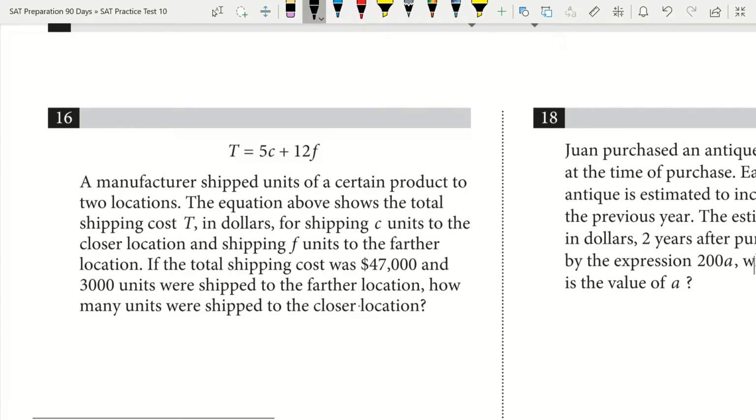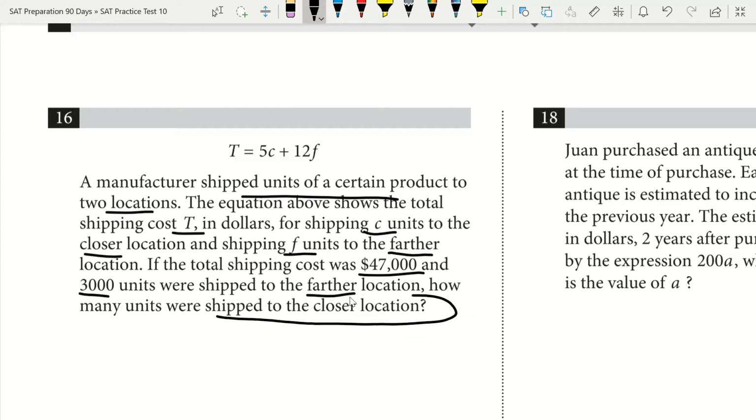So we're told the manufacturer shipped units of a certain product to 2 locations. The equation above shows the total cost T in dollars for shipping C units to the closer location and shipping F units to the farther location. If the total shipping cost is 47,000 and 3,000 units are shipped to the farther location, how many units are shipped to the closer location?